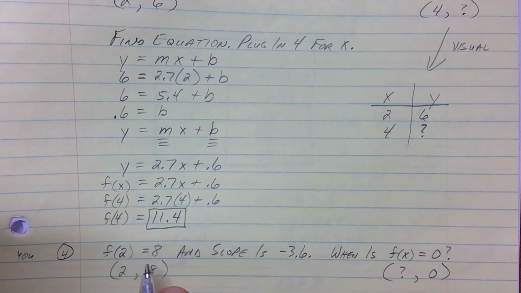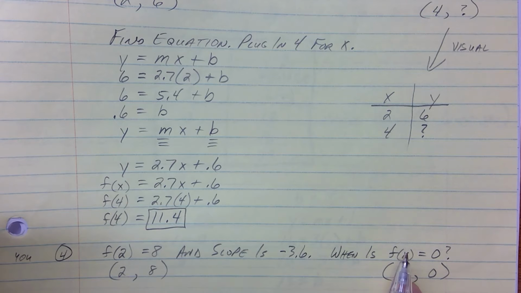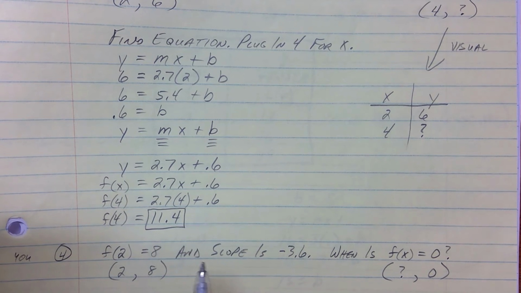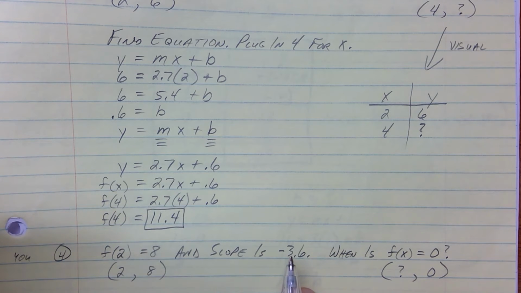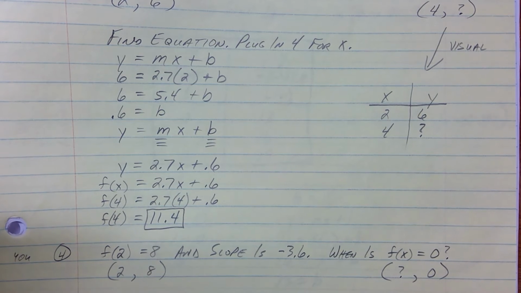All right, here's another one for you to try. If you want to practice one on your own, just pause the video and work it out. See if you get the right answer. Given the point (2, 8) and the slope of negative 3.6, when is f(x) 0? Now this time, they're not telling you what the x is, but they are telling you what the y is. So they're saying, when is y 0? This is the question you need to answer. But first, you need to use this information to get a formula. So pause the video and take a shot at that one.